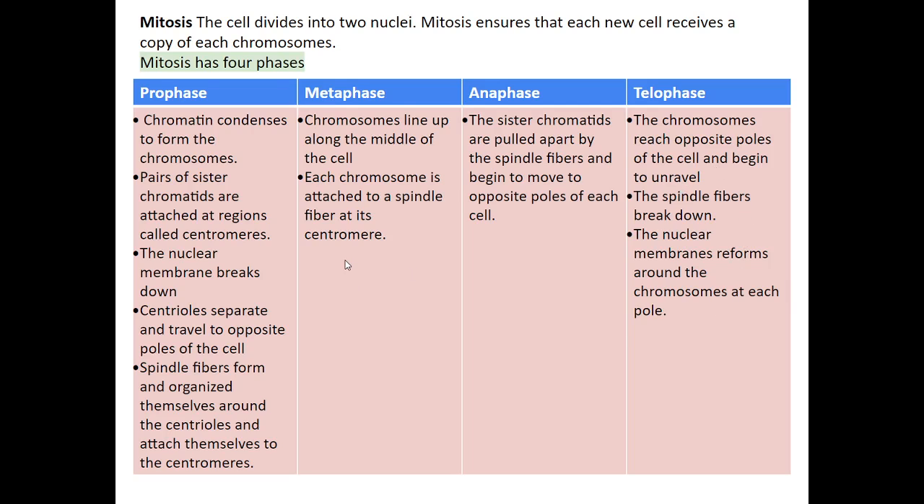But, so prophase is the first process. DNA normally is not found as chromosomes. Remember that chromosomes and DNA are the same thing, but chromosomes are DNA all packed up.